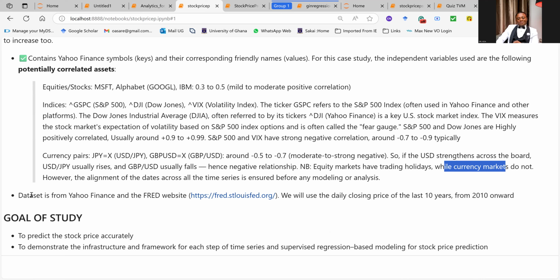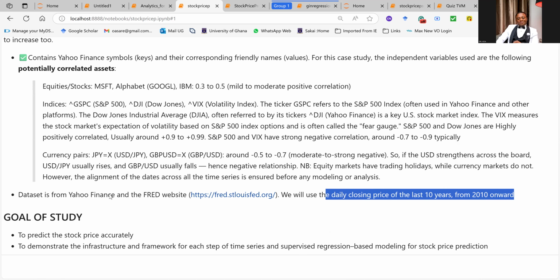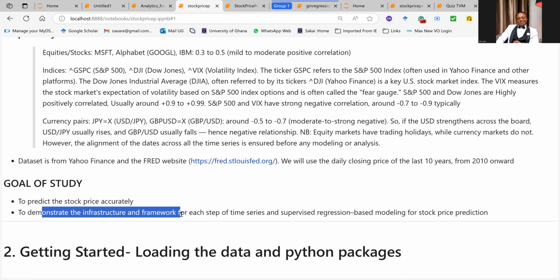If you want to find the data, it is here. The original data was here, but now I had to get it from a different place. We're going to use the daily closing price of the last 10 years, from 2010 onwards. The closing price for Microsoft. In short, these are daily stock prices. It's not monthly, it's not weekly, it's daily. The goal of the study is to predict the stock price correctly. Using what we have, we're going to predict the stock price of Microsoft, and show the infrastructure and framework for each step of time series and supervised regression modeling for stock price prediction.